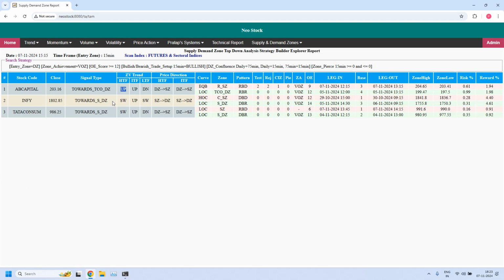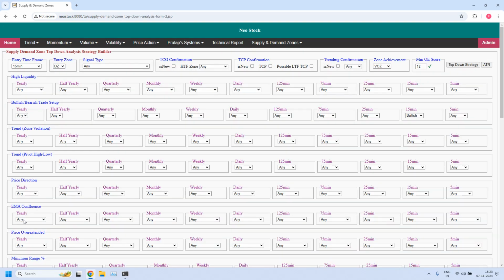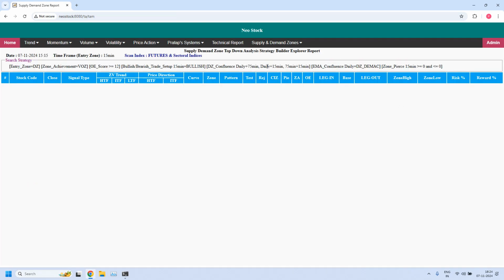If this is having EMA confluence, it is even more high probability. Let's verify in the EMA confluence daily time frame, because all 15 minutes and 75 together is part of daily. If daily demand zone with daily EMA confluence, we did not get any stocks.